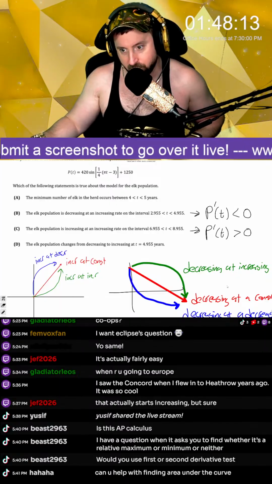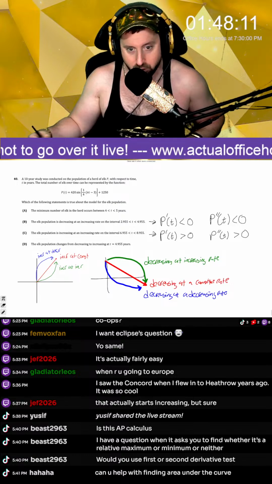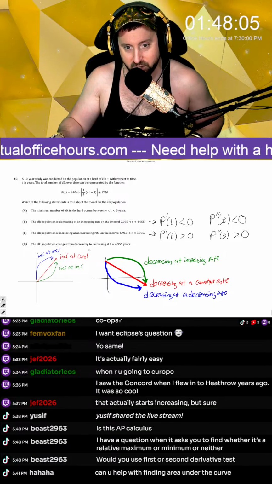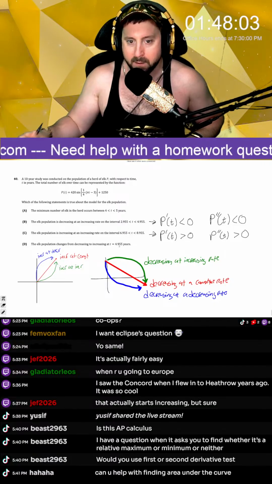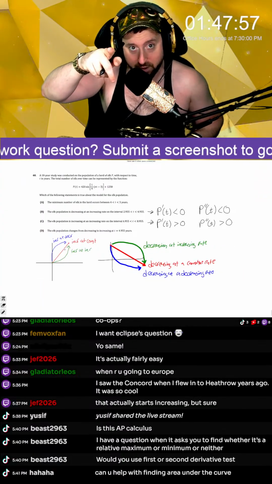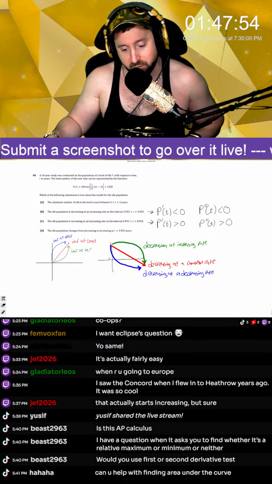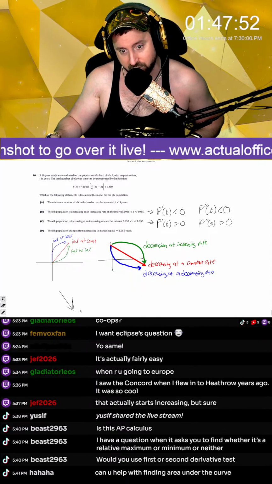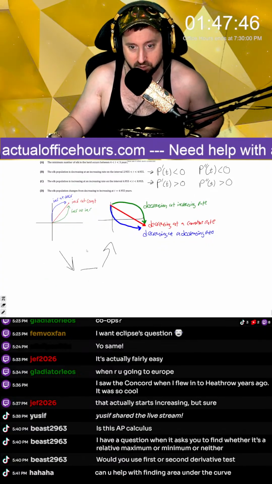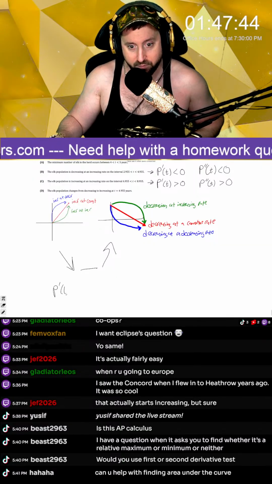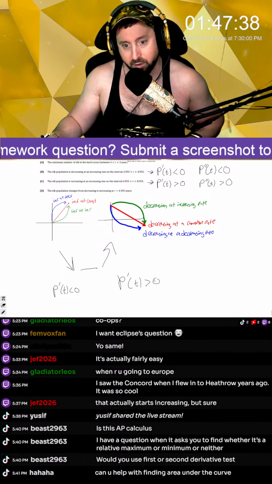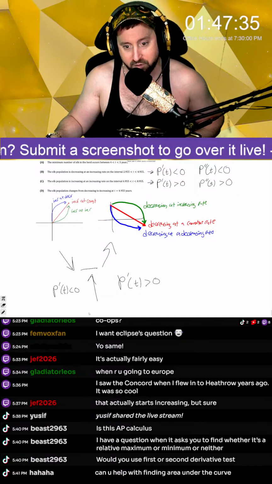So, here's the different increasing, decreasing, whatever things. And then here it says, the elk population changes from decreasing to increasing at this. So this is cool actually. This is kind of related to what you're asking about, Beast. If something's changing from decreasing to increasing, that means it's doing this to this. That point where something changes from decreasing to increasing, so this would be p prime of t is less than 0. This would be p prime of t is greater than 0. There had to be a moment where p prime of t was equal to 0.